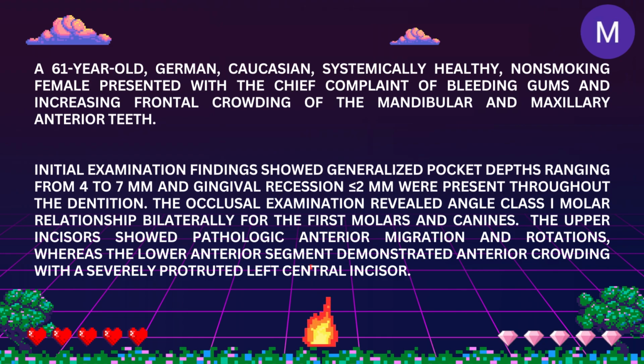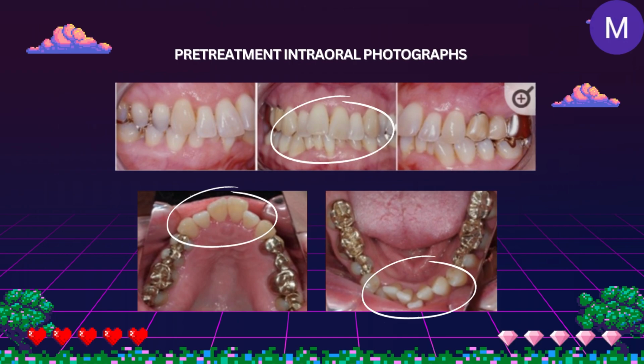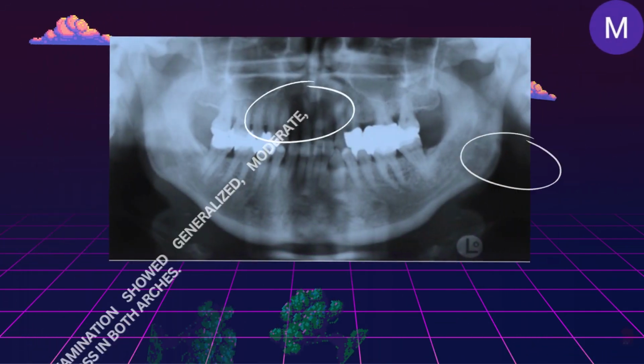Initial examination findings showed generalized pocket depths ranging from 4 to 7 mm and gingival recession less than or equal to 2 mm throughout the dentition. The occlusal examination revealed an Angle class 1 molar relationship bilaterally for the first molars and canines. The upper incisors showed pathologic anterior migration and rotations, whereas the lower anterior segment demonstrated anterior crowding with a severely protruded left central incisor. This shows the pre-treatment intraoral photographs.